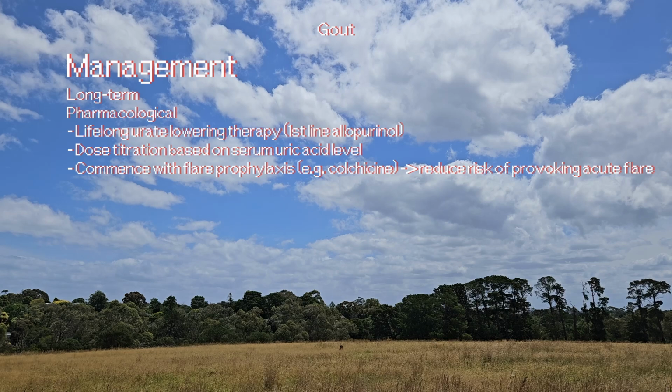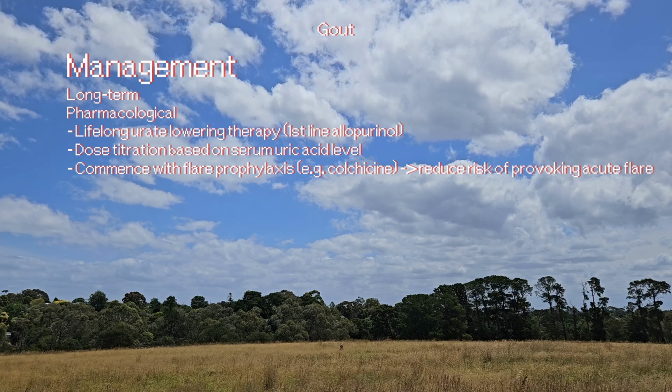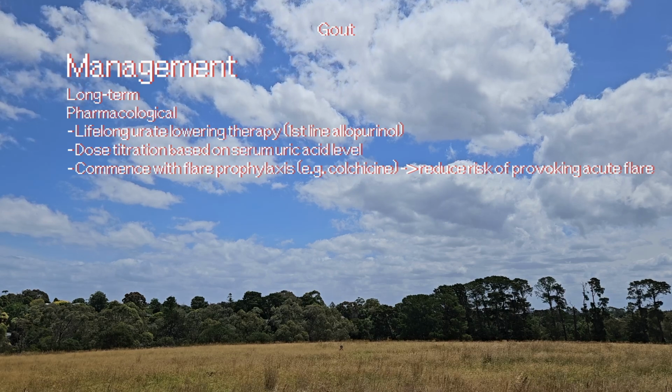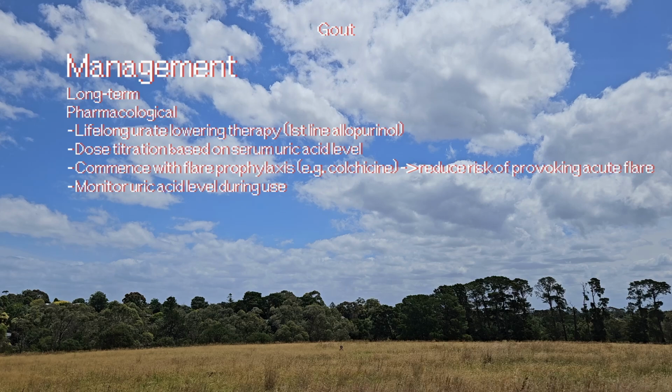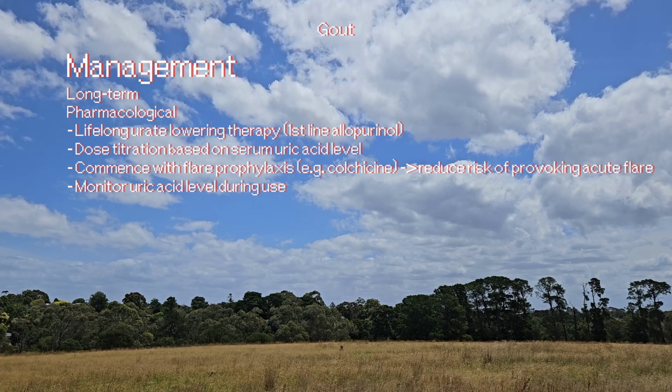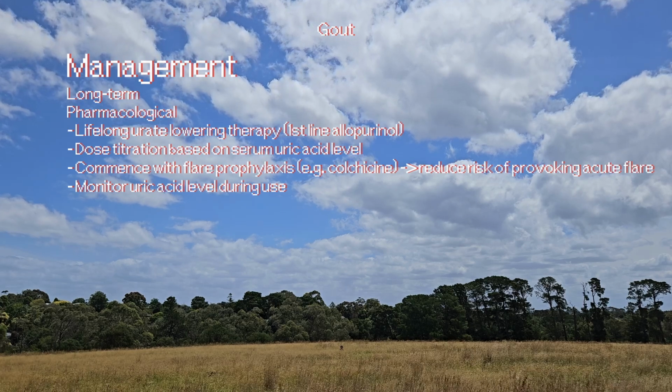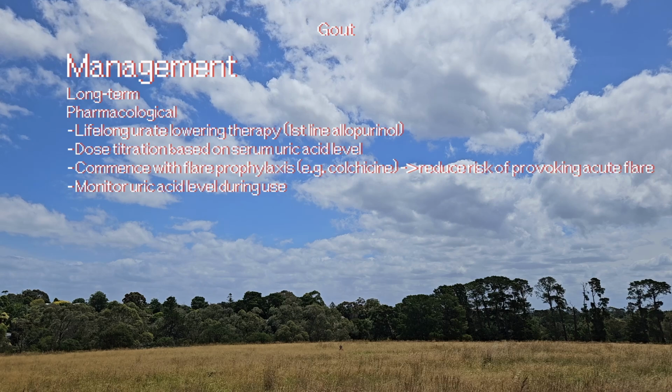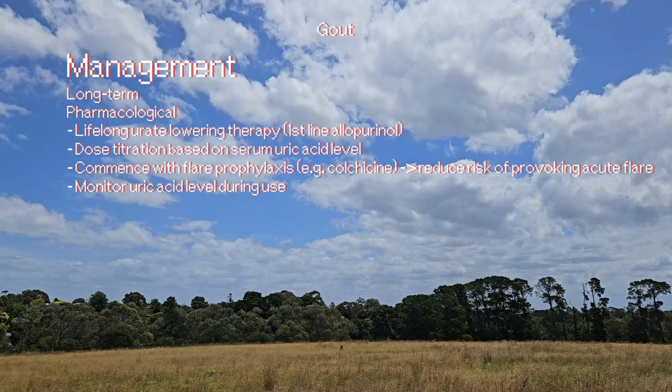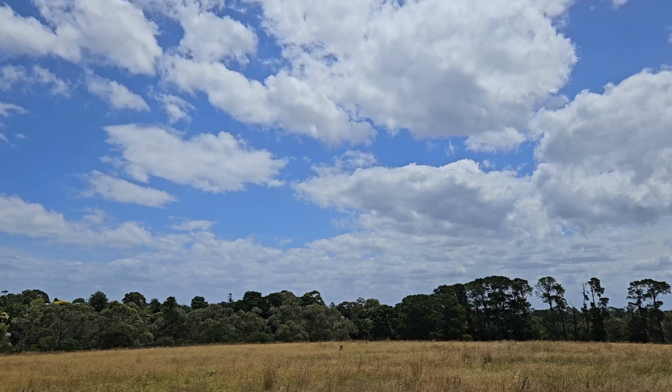In terms of how regularly to check someone's uric acid level whilst you're titrating allopurinol, usually monthly is recommended, at least by Australian guidelines. And then once you reach their target concentration of uric acid, checking annually is usually okay, but that may change depending on how many flares a patient gets. Anyway, that's gout, at least my understanding of it.